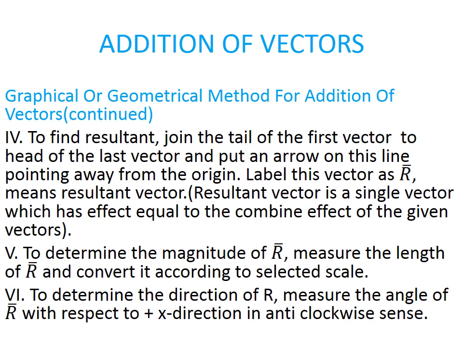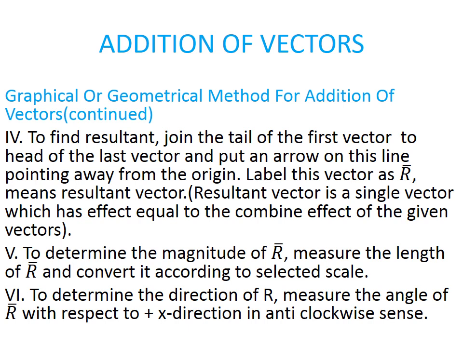Number 4. To find the resultant, join the tail of the first vector to the head of the last vector and put an arrow on this line pointing away from the origin. Label this vector as R bar, meaning resultant vector. The resultant vector is a single vector which has an effect equal to the combined effect of the given vectors.